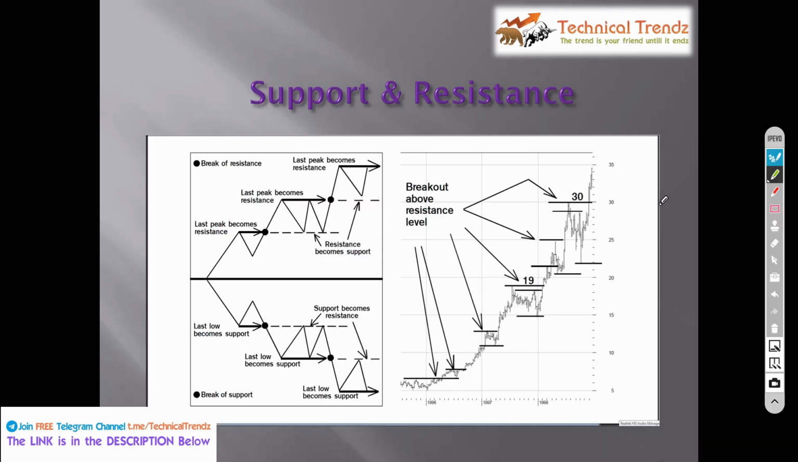Friends, this picture illustrates a very good example for support and resistance. So let's see that. In this uptrend, if you see, the price has taken resistance at this level and bounced back, and again crossed this resistance and went all the way to the peak here, and it took resistance there and came back here. Again, this previous resistance became support.